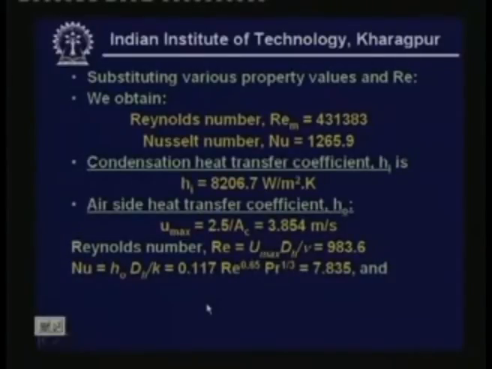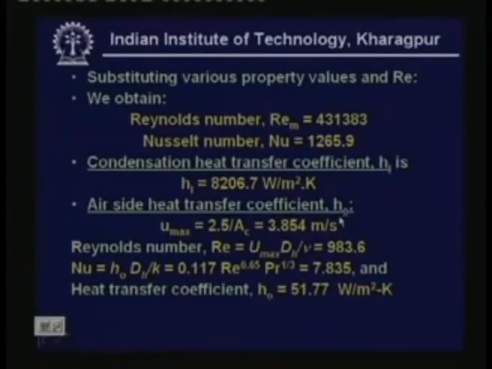Then, as I said, we use the general correlation suggested by Kays and London, which is given as Nusselt number, h naught dH by k, equal to 0.117 Reynolds number to the power of 0.65, Prandtl number to the power of 1 by 3. We know Reynolds number, we know Prandtl number, so we can substitute this. We find that the Nusselt number is 7.835, and heat transfer coefficient h naught is equal to 51.77 watt per meter square Kelvin.